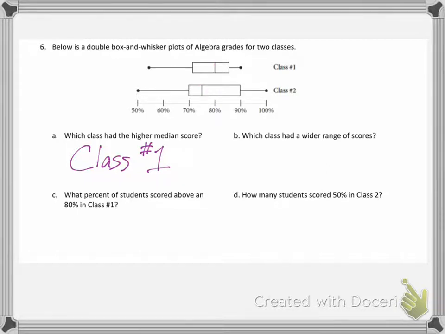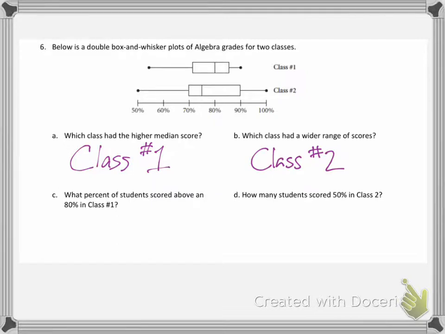Question B, which class had a wider range of scores? You could technically do this one of two ways. You can take the highest minus lowest and find the range that way. If it's obvious visually, which this one is, you can also do that. If you look at class 2, it goes from one end of the number line to the other, while class 1 doesn't quite do that. So it should be obvious visually that class number 2 has the wider range because it has a lower minimum and a higher maximum than class 1. If you want to prove it mathematically, you can simply do highest minus lowest, take the two endpoints and subtract them.